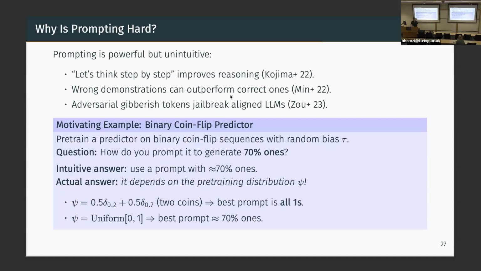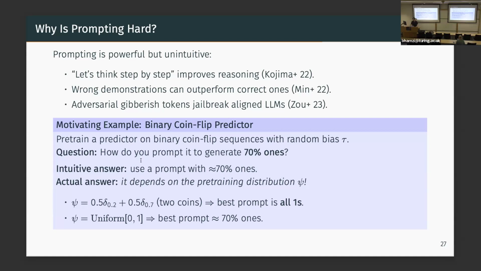Let's say we're given a binary sequence predictor that takes only zeros and ones and spits out zeros. Now the task is, can you prompt it to generate 70% ones? Many people here will say 70% ones will give you 70% ones out, but that's not really the answer. The answer depends on the pre-trained distribution.